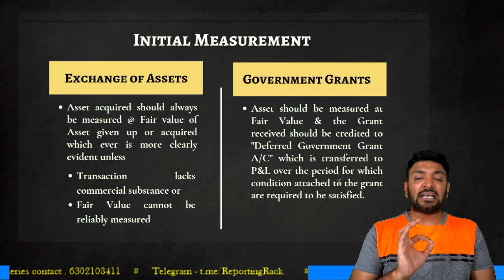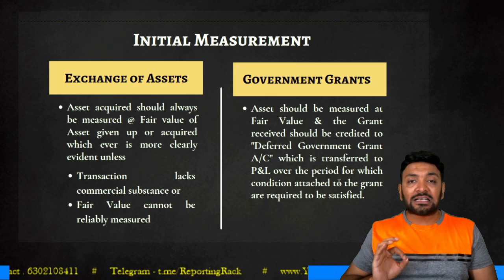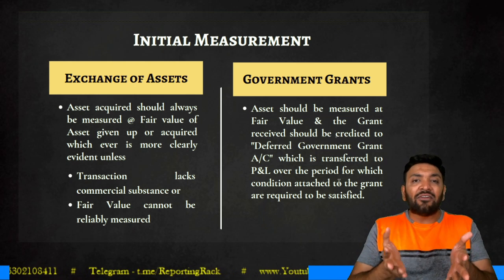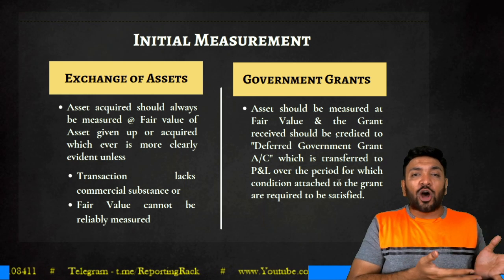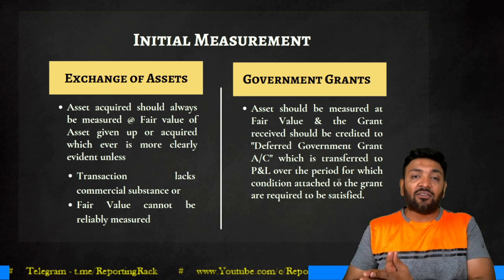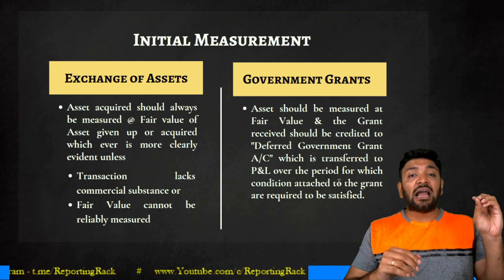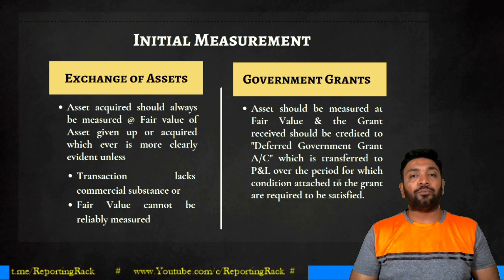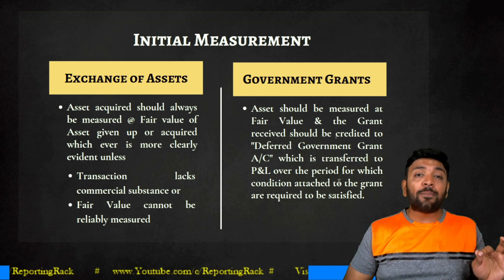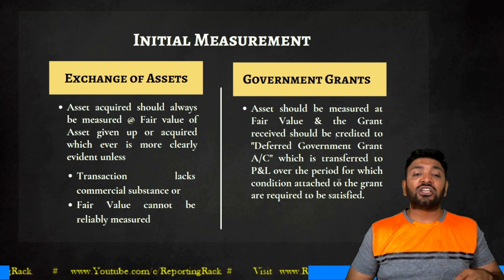In such cases, I will measure them at the carrying value of the asset given up. The asset given up is my own asset. It is already existing in my books of accounts. So the carrying value of the asset given up should be considered as the value at which I will recognize the asset acquired. This is only possible in cases where the fair value cannot be measured reliably.